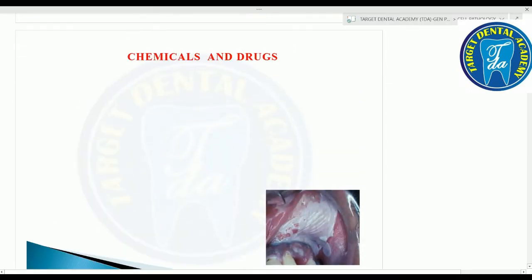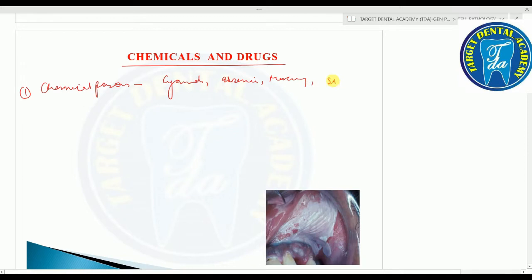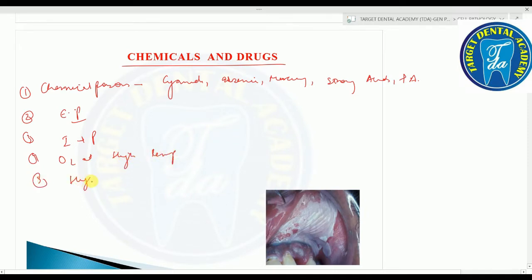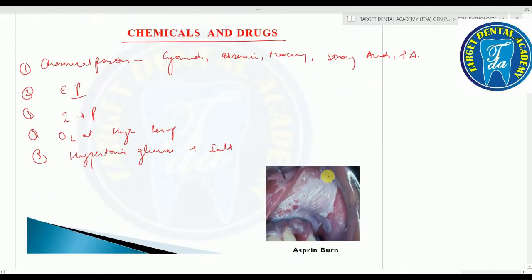So after this, next are the injuries due to chemicals or drugs, such as chemical poisons like cyanide, arsenic, mercury, strong acids and alkalis, due to environmental pollutants, due to insecticides and pesticides, due to oxidation at high temperature, and due to hypertonic glucose and salt. And in the photograph you can see there is an aspirin burn.